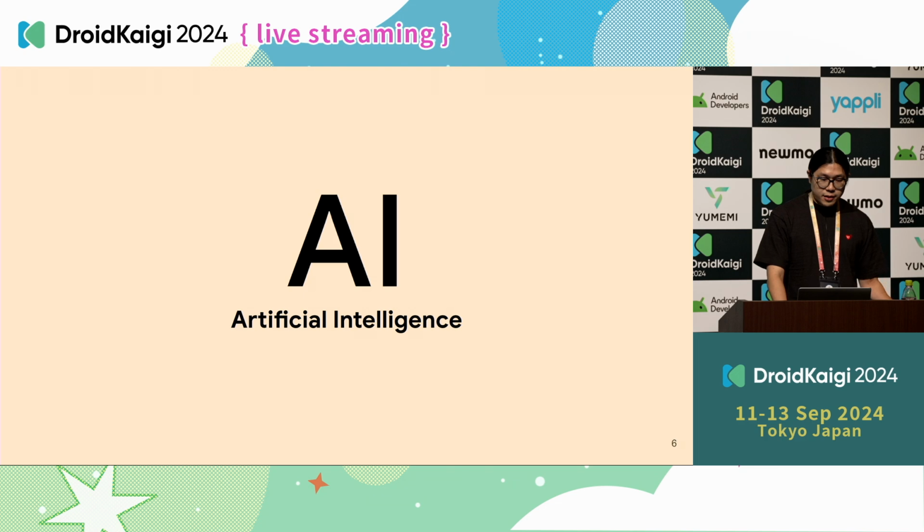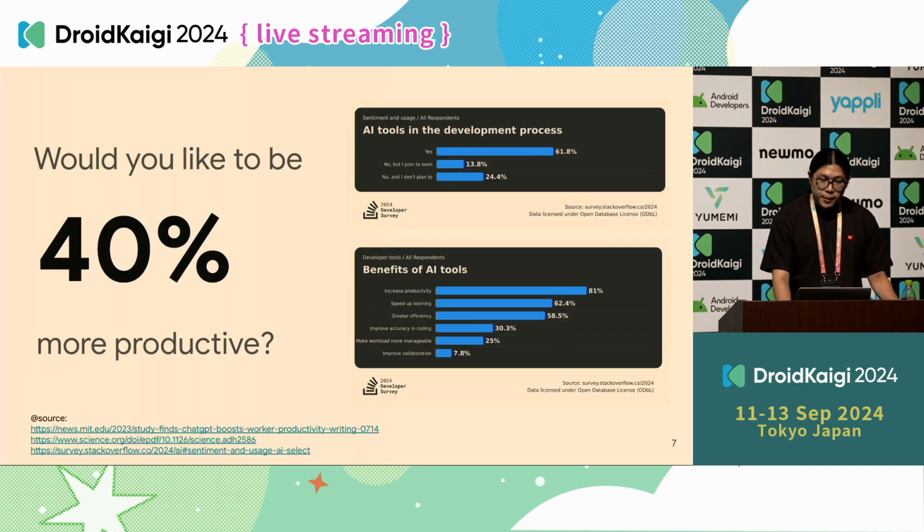AI stands for artificial intelligence. AI is no longer just a research area. It's becoming part of our daily life. We can't talk about software development, healthcare, industry, and robotics without mentioning AI. Are you also using AI assistant features? According to a study published by MIT, using AI assistant tools can increase productivity by 40%.